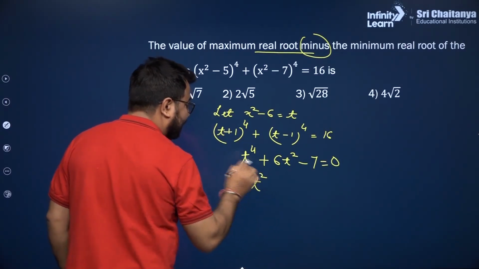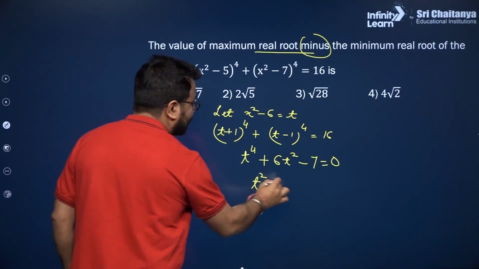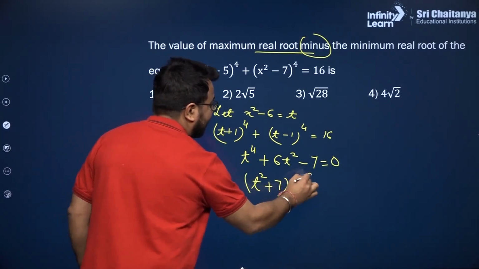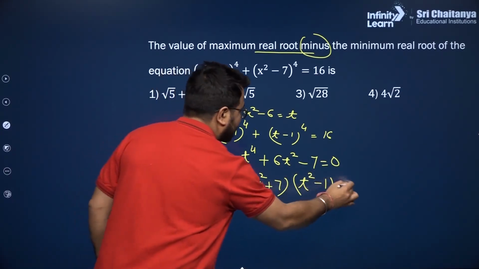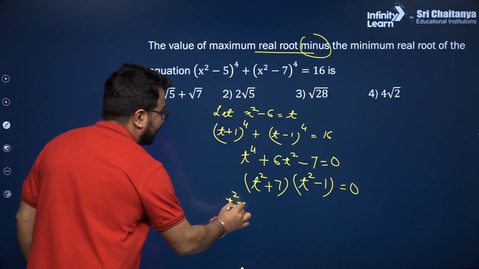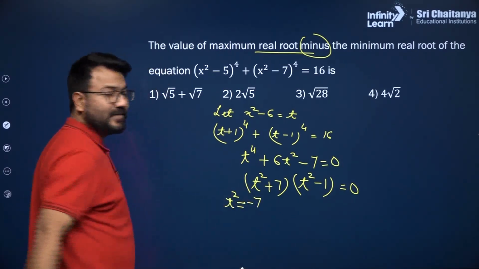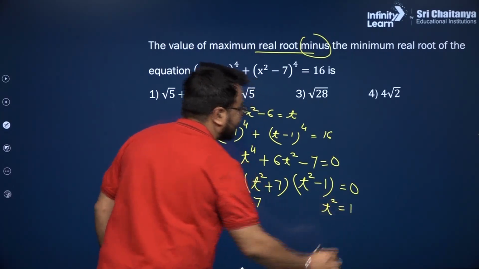So basically this will be split into 2 particular factors. The first factor will be t square plus 7 and the second factor will be t square minus 1, and this will be equal to 0. Now t square plus 7 will generate t square equals negative 7, and t square minus 1 will generate t square is equal to 1.